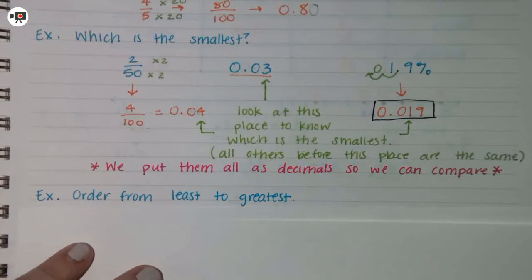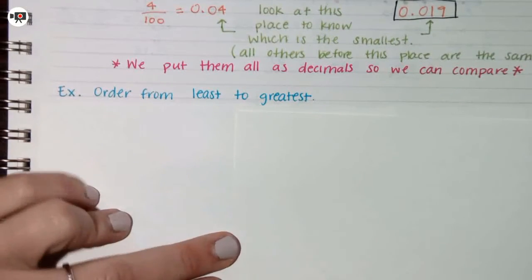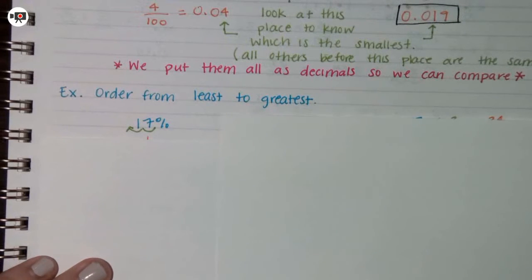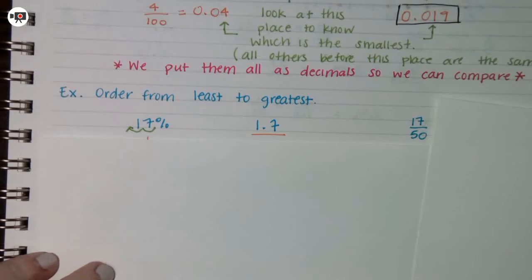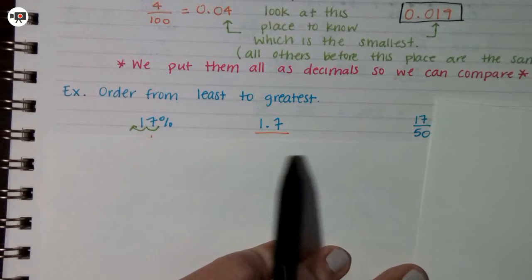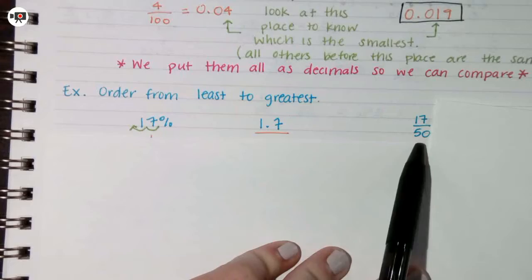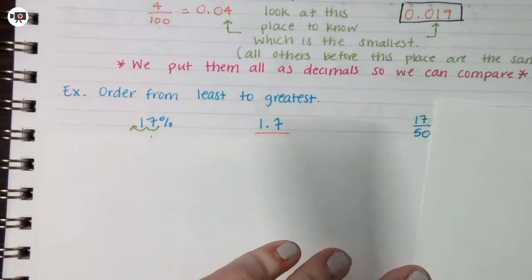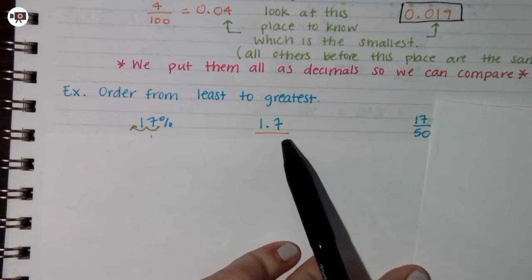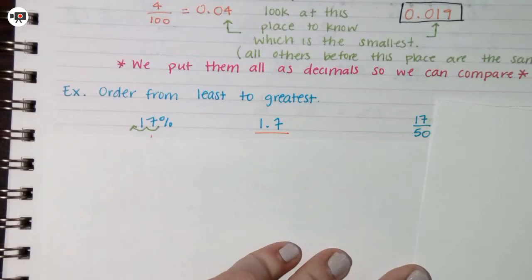Here's another one. Order these from least to greatest. If I have 17%, 1.7, and 17 over 50. So I think it's easiest if we put them all as decimals, because usually to get from a percent to a fraction, you have to go through a decimal. To go from a fraction to a percent, decimals are usually used. They're kind of like the middle ground. I think they're easier to convert between all three of them.